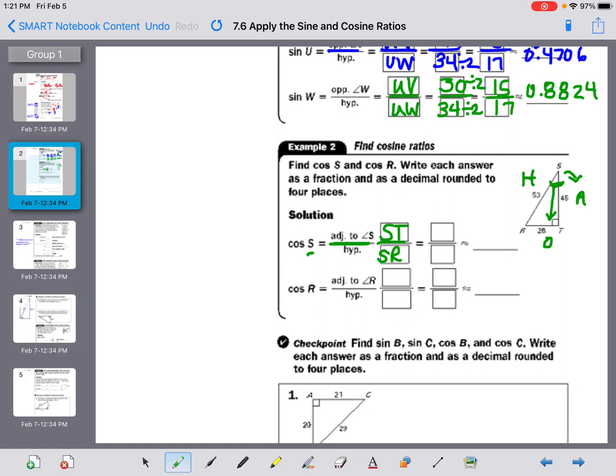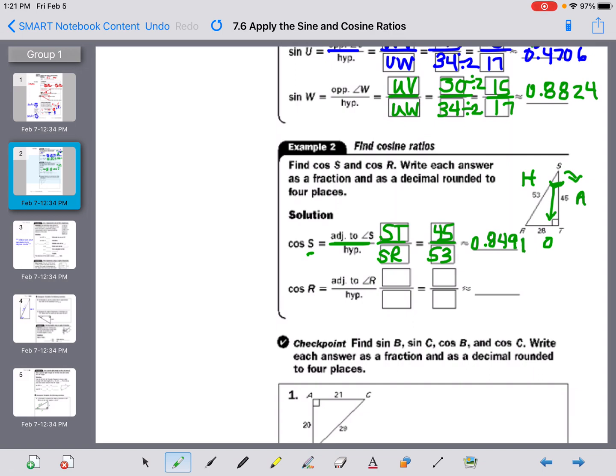Okay, ST, so adjacent to S, that's 45. And my hypotenuse is 53. Does that reduce? No. So now I'm just 45 divided by 53, and I want to take it out to 4 decimal places. So I have 0.849, and I think I'm going to round to the 1.